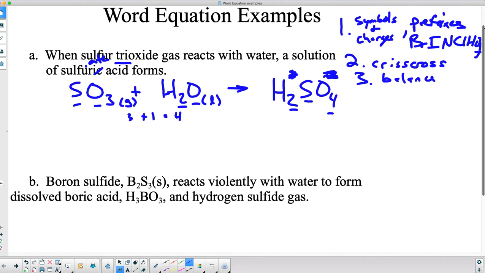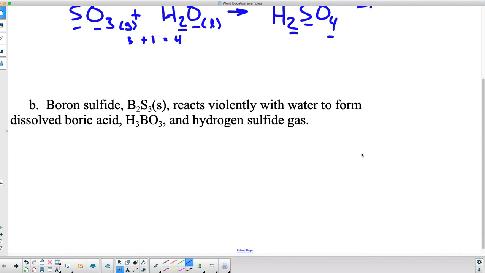Boron sulfide. Where are we at here? There we go. Boron sulfide, B2S3, reacts violently with water to form dissolved boric acid, H3BO3, and hydrogen sulfide gas. Okay, so let's keep going. My first step is writing down symbols and charges, except for the ones that are already given to you, which this one is. So reacts violently with what? Oh, I forgot to put the AQ in up here, which means dissolved in water.